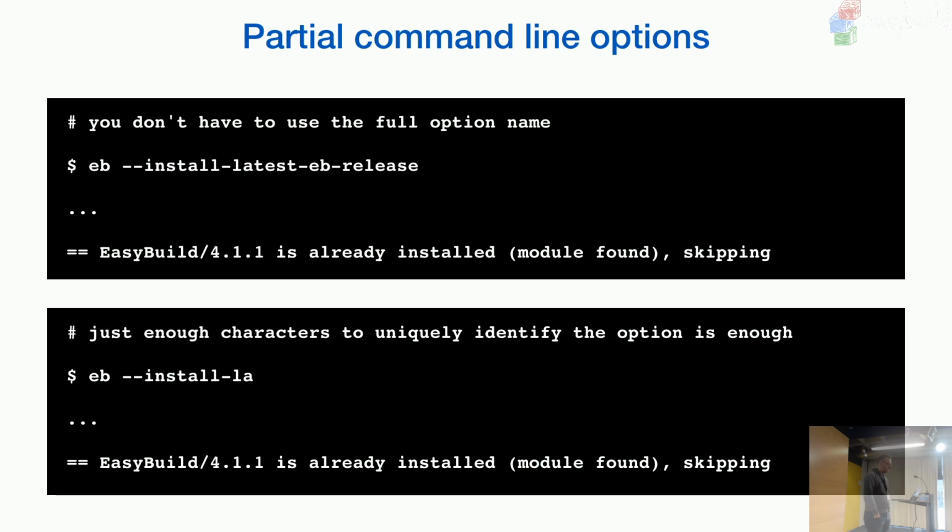The command line options that EasyBuild has, some of them are quite long, but you actually don't have to type the whole thing. If you just type it partially and there's only one option that matches it, that's good enough. EasyBuild will not complain it's not a known option. It knows, oh, you intended to type this, so I'll just go ahead and take the one option that matches and I'll continue.